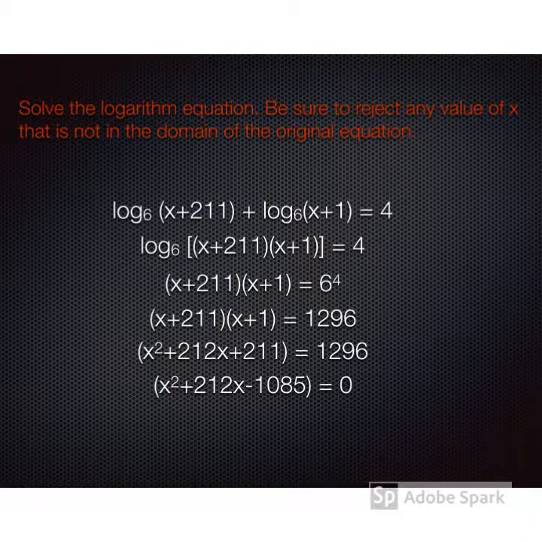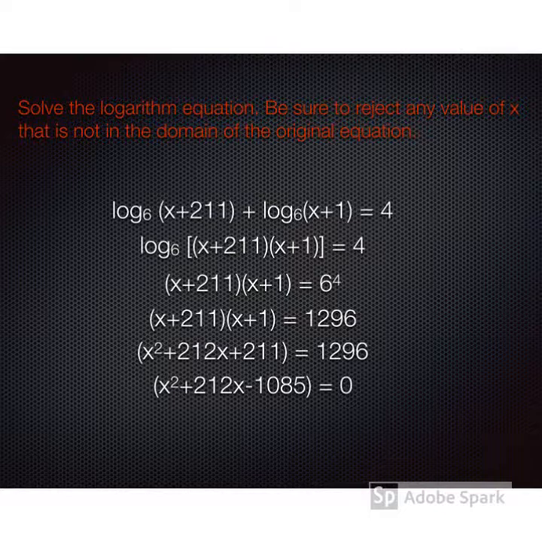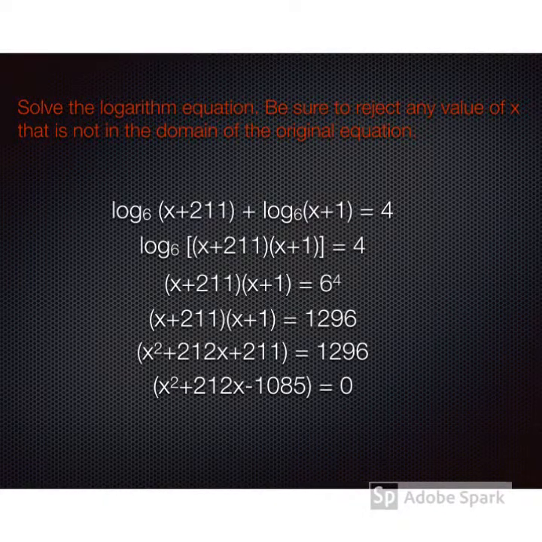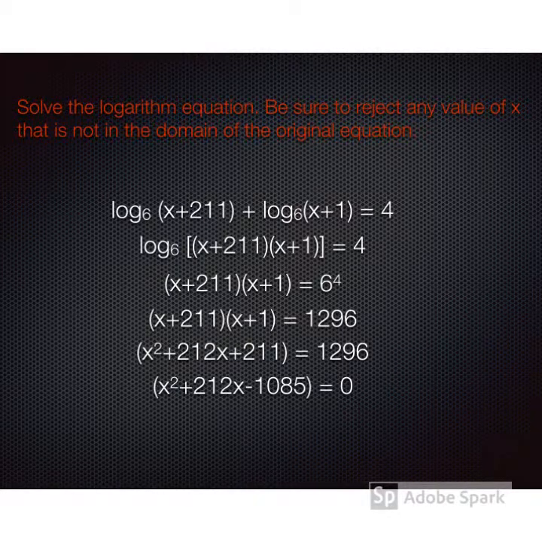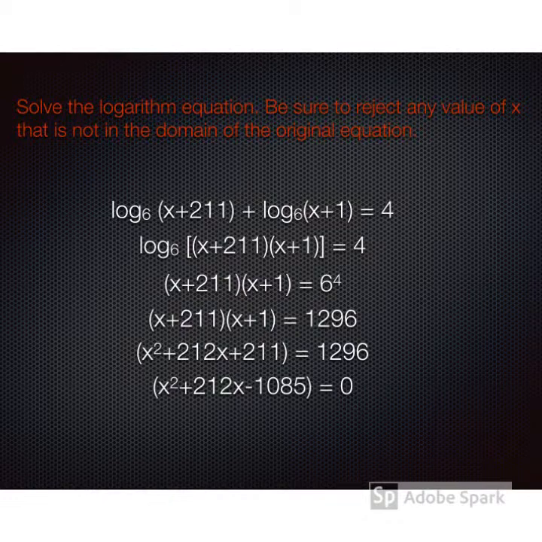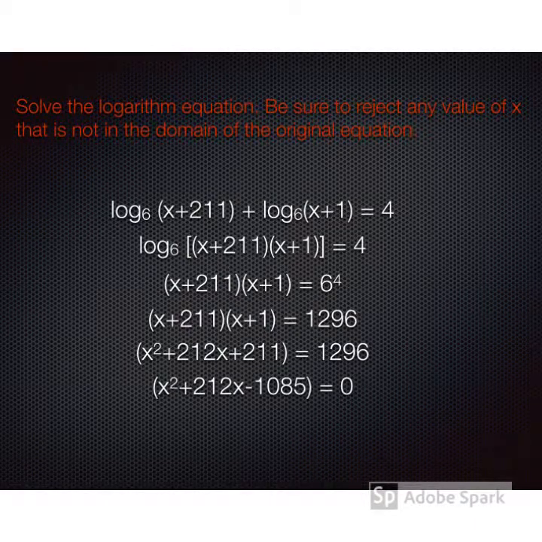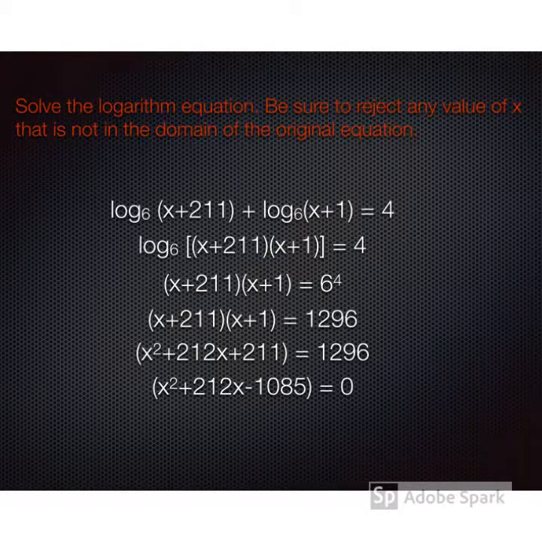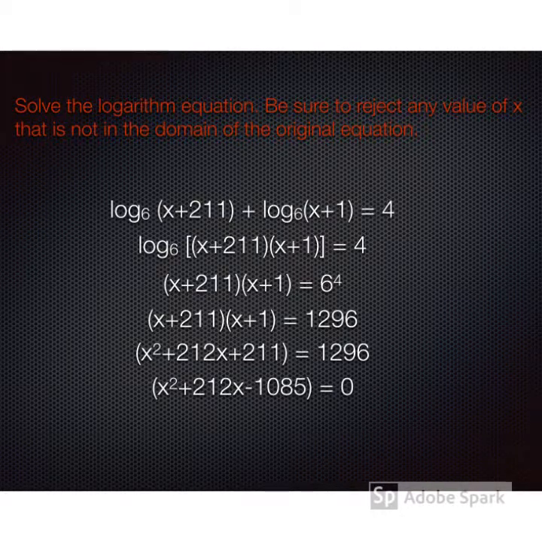Picking up where we left off, that's step number 3, or I think it was step number 2, not number 3, which stated that log base b of m equals c means b to the c equals m. Now that we have it set up that way, 6 to the 4th, because our b was the 6 and our c was the 4th power. So b to the c equals m. Now that we have that, so we have x plus 211 times x plus 1 equals 1296.